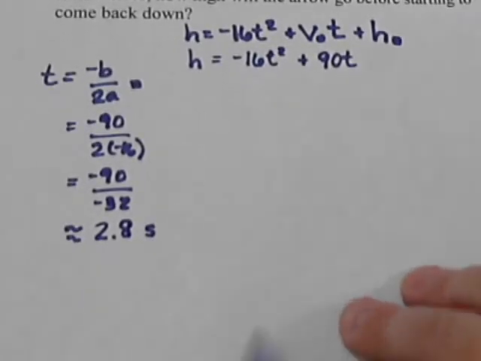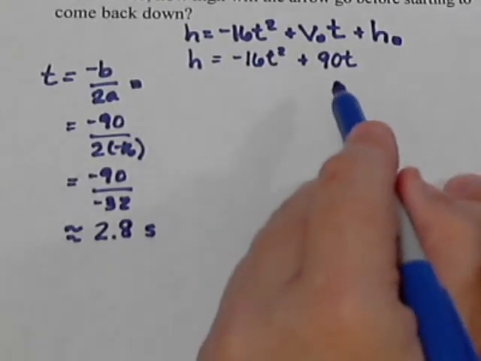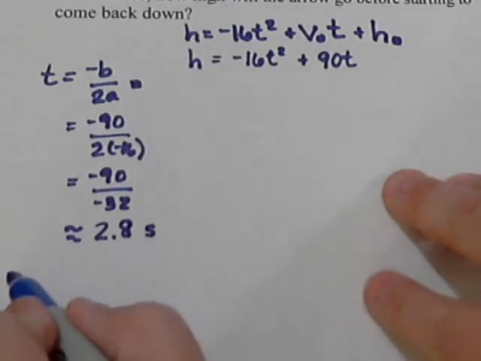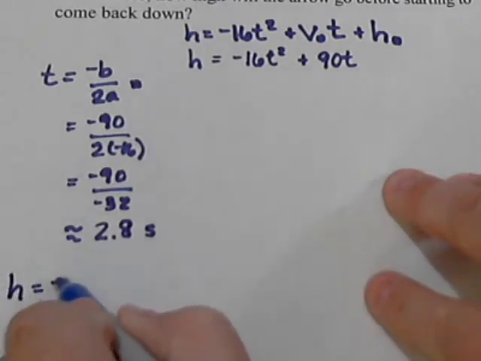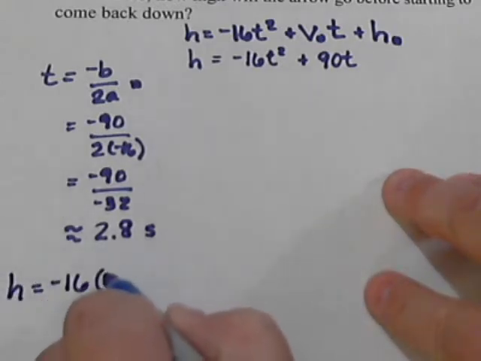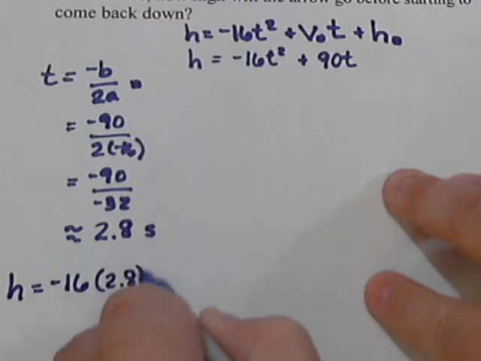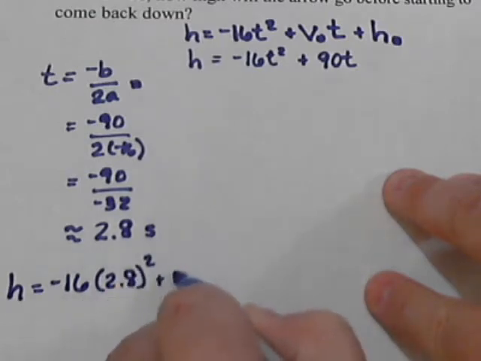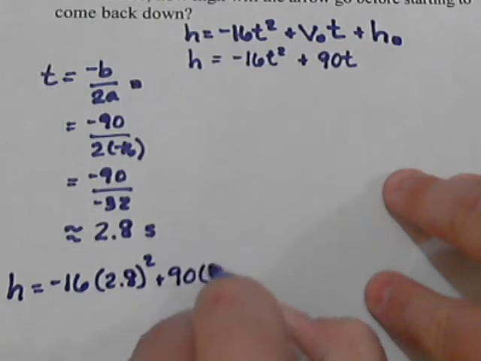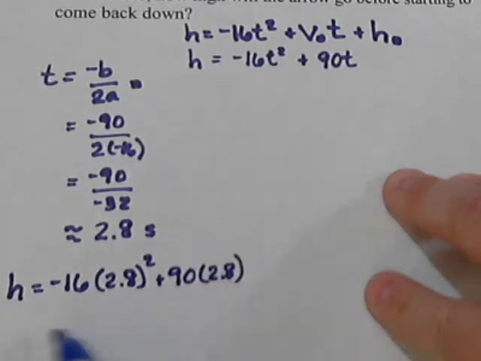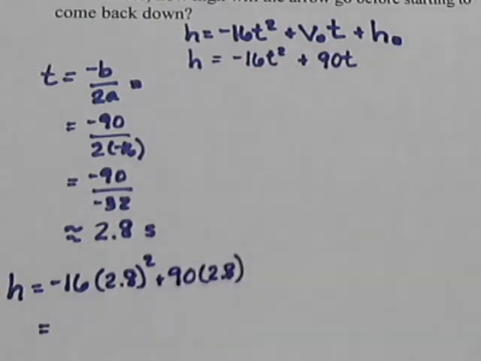Now, what will the highest point be? Well, we plug that back into our formula for the t. So the highest point will be at negative 16 times 2.8 squared plus 90 times 2.8. And that will give us 126.56 feet.